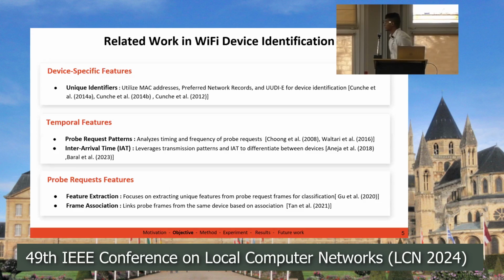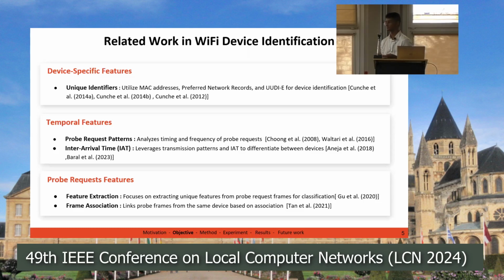So the previous work in this field focuses on using specific device features such as MAC addresses or universal unique device identifiers to create physical fingerprints, or use temporal features like probe request patterns or packet interarrival time to see if we could leverage device communication features or timing features to differentiate which device is which, or to identify, okay, we got two separate phones.